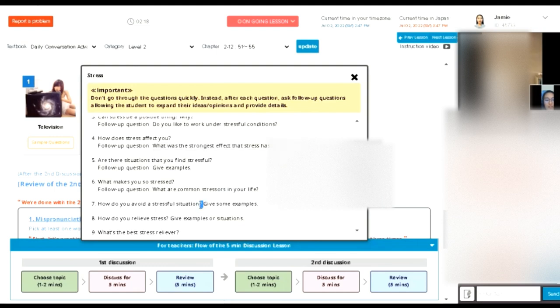Okay, so how do you avoid a stressful situation? Don't think too much. And do something that will make you happy. Okay, so what do you do to make you happy? Chat with my friends or watch TV. Chat with your friends and watch TV. Do you have more? Maybe listen to music. Oh, music. Do you have more? No. Okay. Okay, let's have one last question.